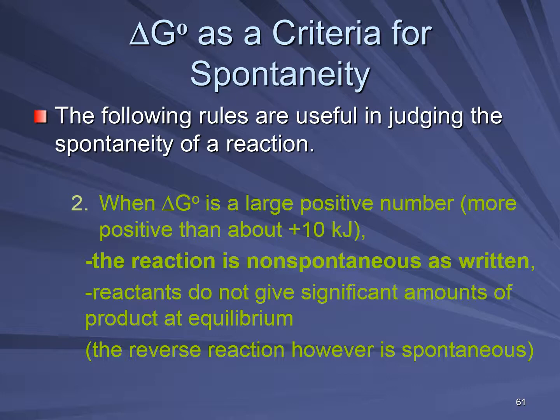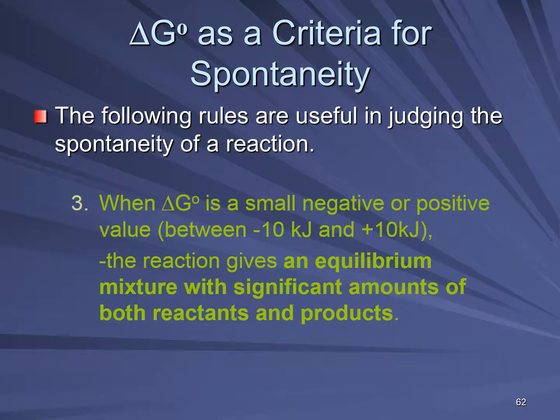However, the reverse reaction would be spontaneous because you're going to get the same value but opposite sign for the reverse reaction. And then, of course, if it's between negative 10 and positive 10, we consider that reaction to be at equilibrium, with a mixture of significant amounts of both reactants and products present.